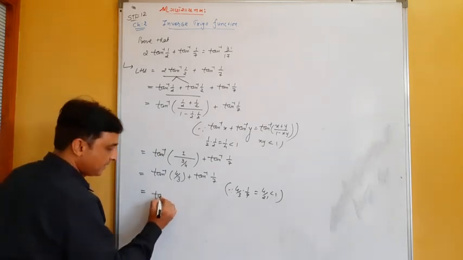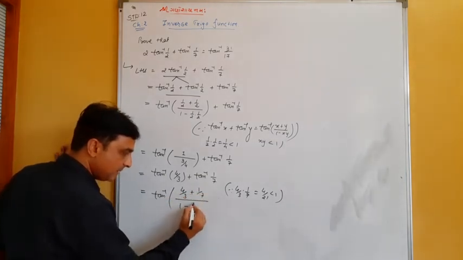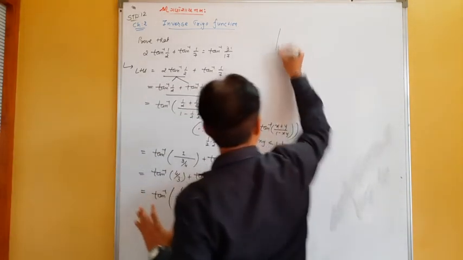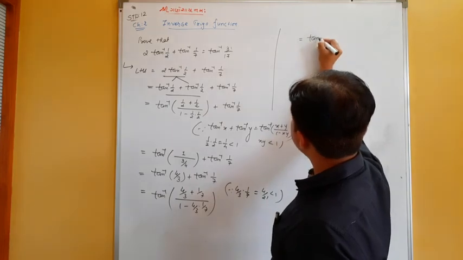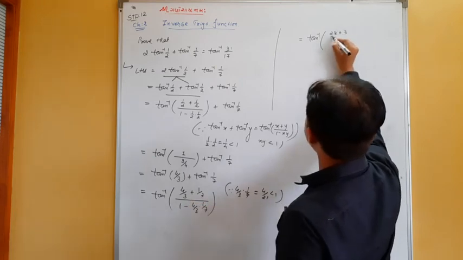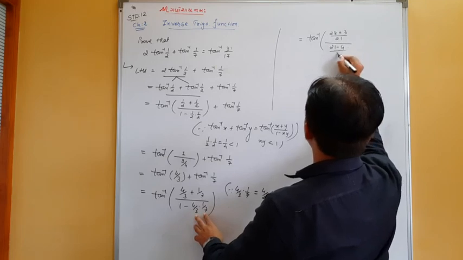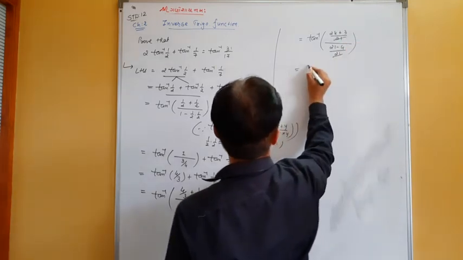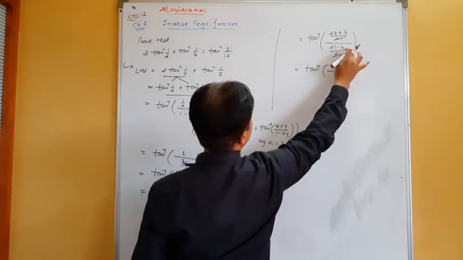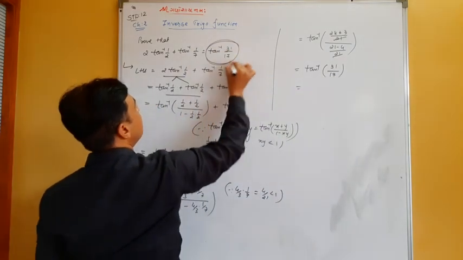Now add them. So it is tan inverse of (4 by 3 plus 1 by 7) upon (1 minus 4 by 3 into 1 by 7). Simplify it. Tan inverse of (7 fours are 28 plus 3 ones are 3) in the numerator, over 21. Denominator: 7 threes are 21 minus 4, upon 21. The denominator 21 cancels. Tan inverse of (28 plus 3) which is 31, and 21 minus 4 is 17. That is our right hand side.